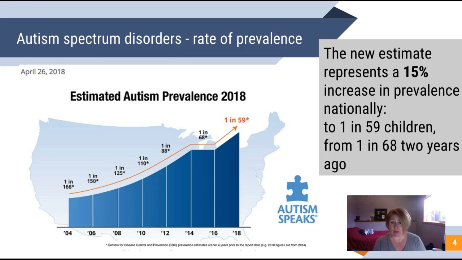That is a huge increase from 2 years ago. 2 years ago it was 1 in 68, and you can see the little box right up above me that says the new estimate represents a 15% increase. And just looking at the chart alone gives you that sense of, wow, where have we gone from 2004 to 2018? Some people would say, well, we're out of control. There's something going on. It's a chemical base. Some people believe the old, totally misproven theory that it's vaccine based.